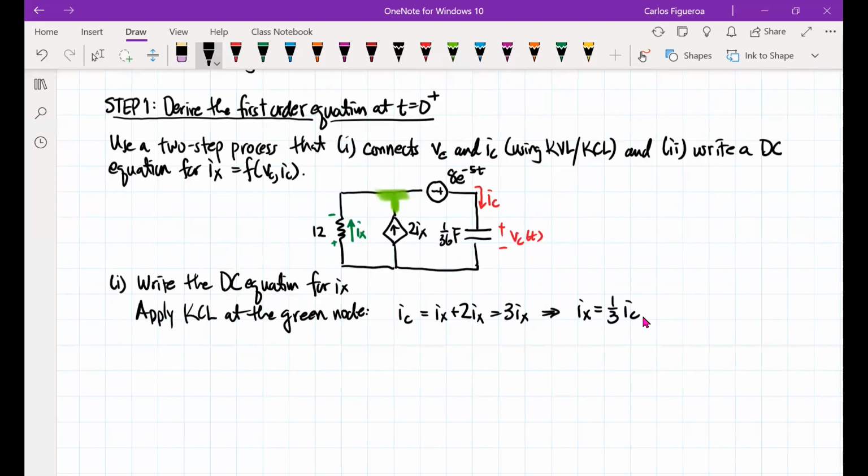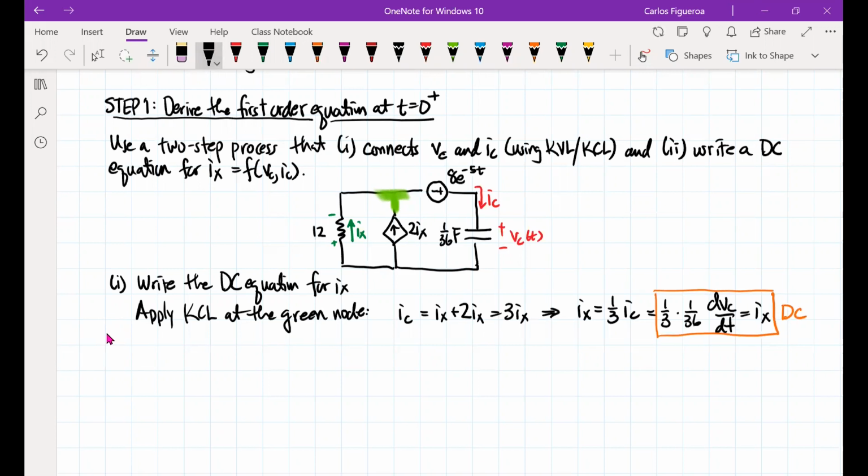IC is equal to what? It's equal to C dV/dt. So this is really 1/3 times 1/36 times dV/dt. So I can now replace IX with this term right here. Okay, so now let's go put that in. So now I have that. So this is my condition for IX. So here's my DC.